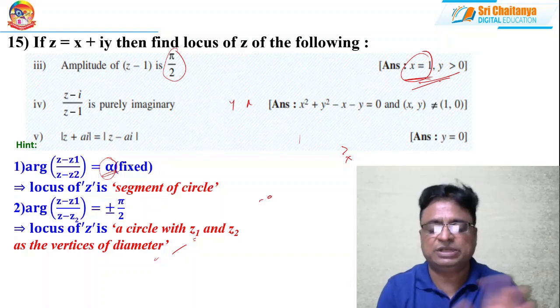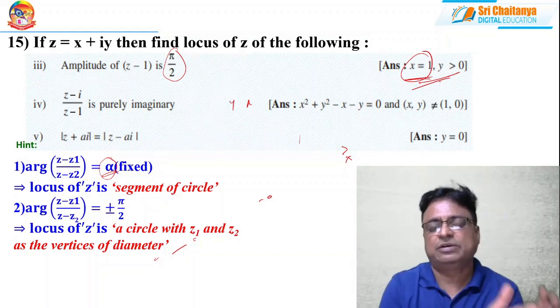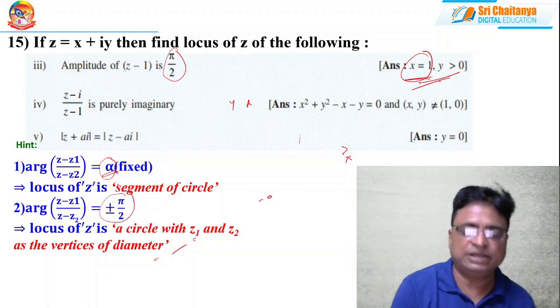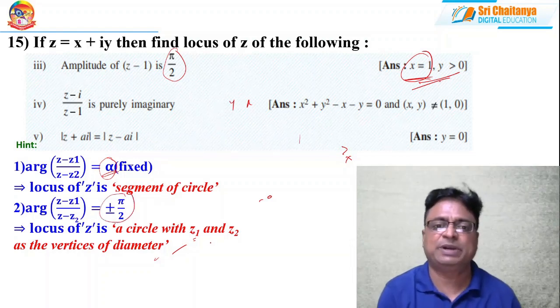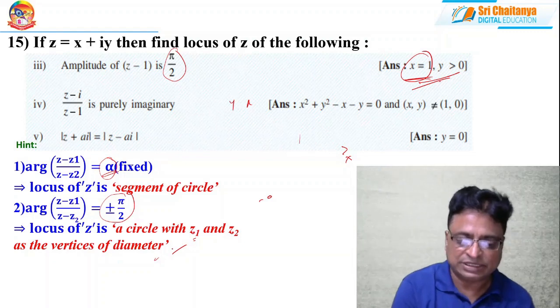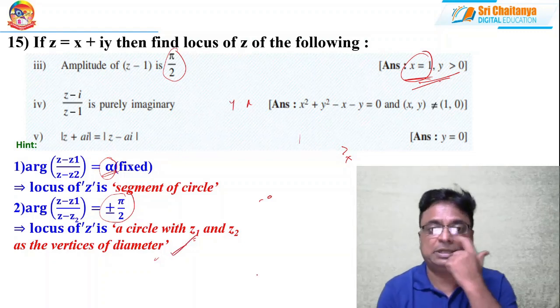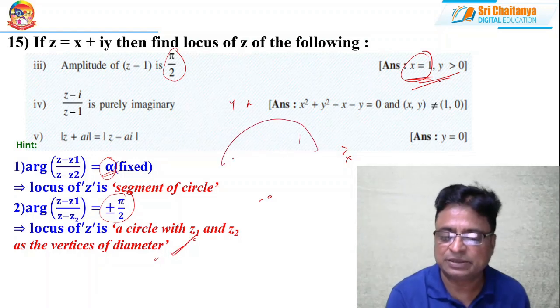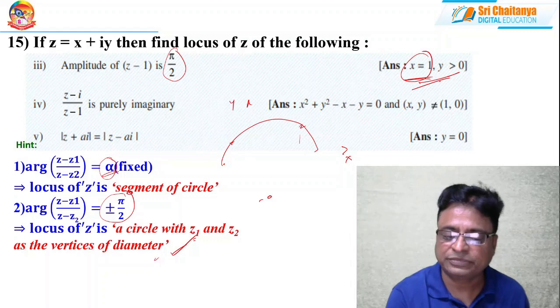Of course, positive depends on the direction; the rotational direction indicates that. So here it is plus or minus pi by 2. Then the locus is what? The vertices of a diameter. Because it is an arc, the situation is like this. For here, the situation is like this.